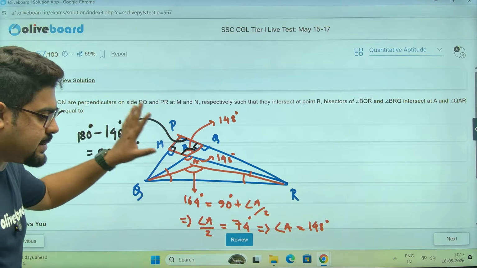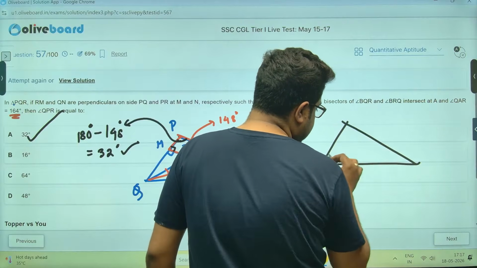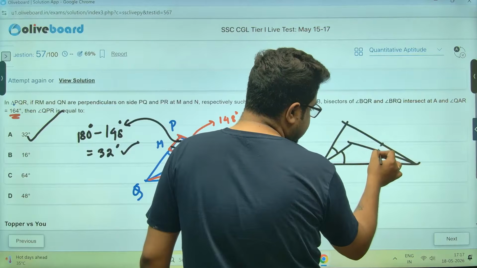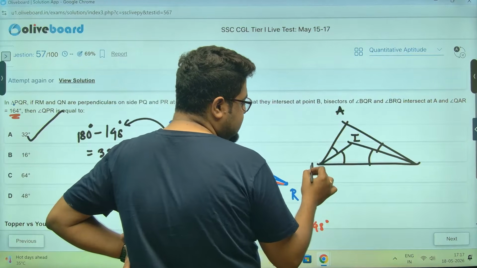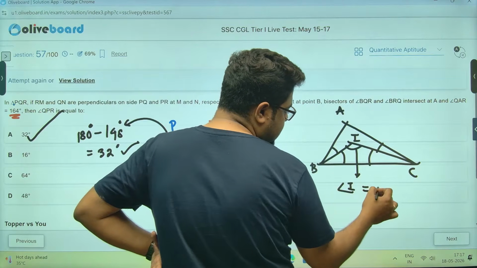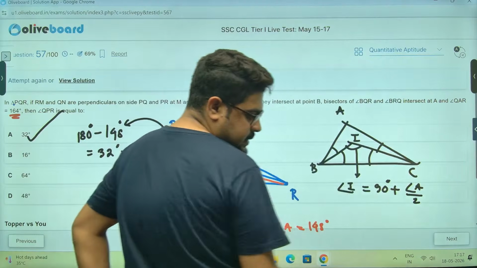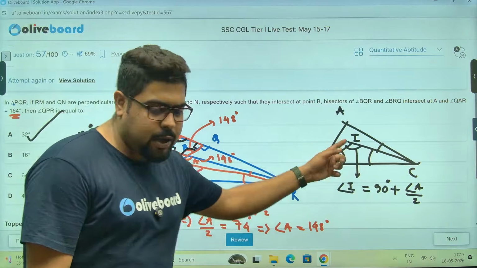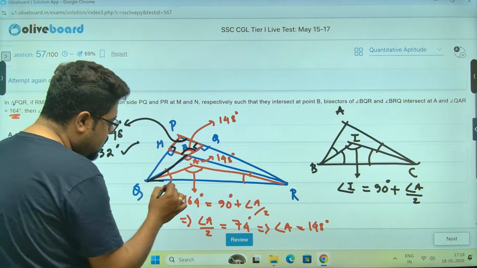This is based on a simple geometric concept. If there is a triangle and you draw two angle bisectors, they will intersect at the incenter. If the triangle is ABC, this angle I is always 90 degrees plus angle A divided by 2. Okay, once more. Please understand, we are applying this property on triangle BQR.